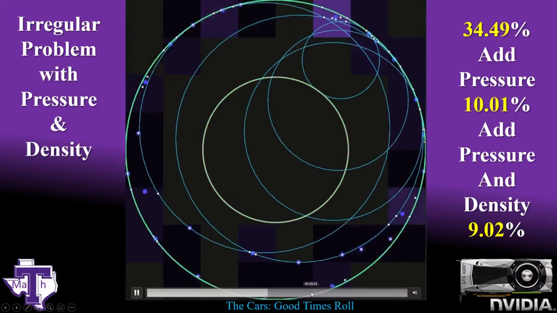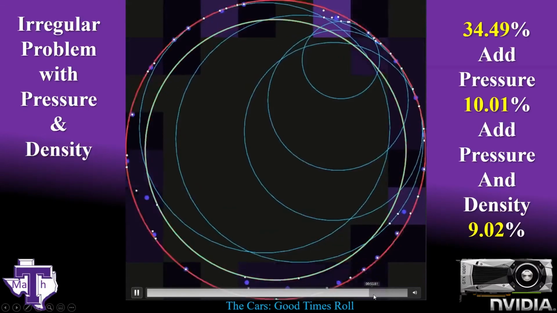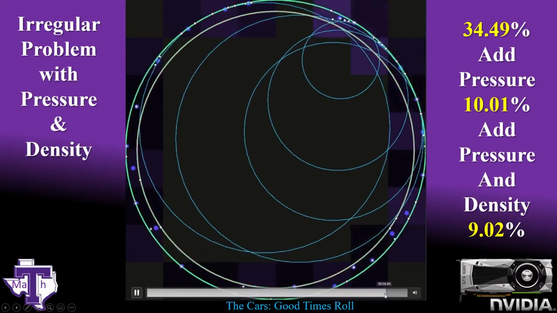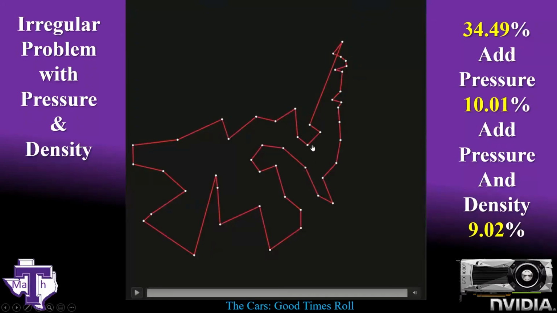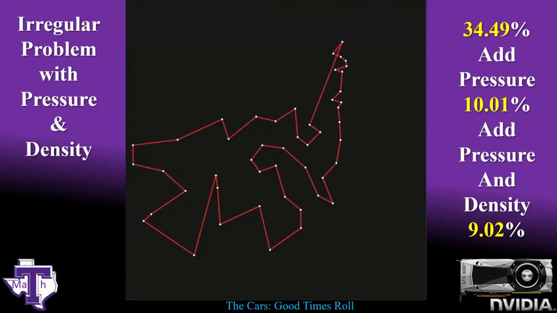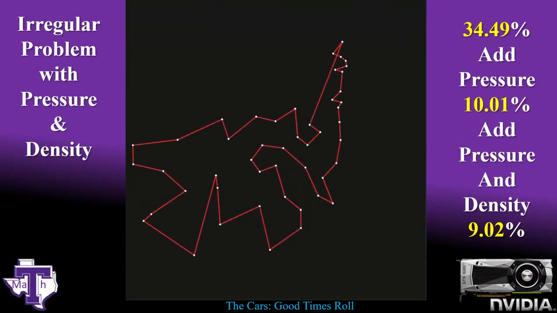And I'll speed this up a little. And that's your path through the lower 48 state capitals. Without pressure, he was pretty far off of the perfect answer. When he added pressure, he was within 10%. And then when he added pressure in this density process where he blows up locally dense areas, he got within 9% of the perfect answer. So that's the general idea of the work we're doing on the traveling salesman problem.